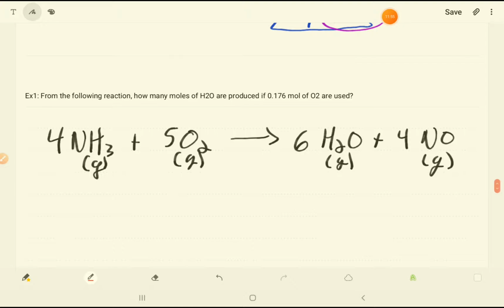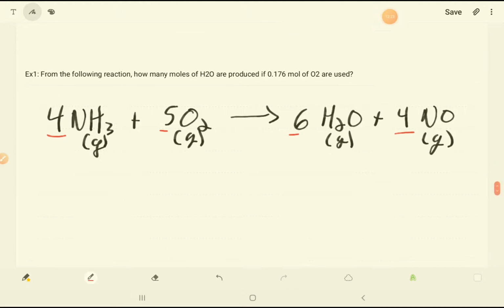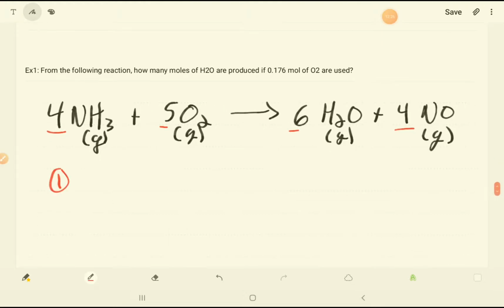So the first question says, from the following reaction, how many moles of H2O are produced if 0.176 moles of O2 are used? So what I'm going to do here is, remember, I'm going to underline the coefficients, because those tell us the moles that are needed, or the mole ratios of each of the entities involved in this chemical reaction. And we're going to use these coefficients in the right side of the stoichiometry formula. So the first step tells us to convert all givens to moles. Well, the given, first of all, let's identify that.